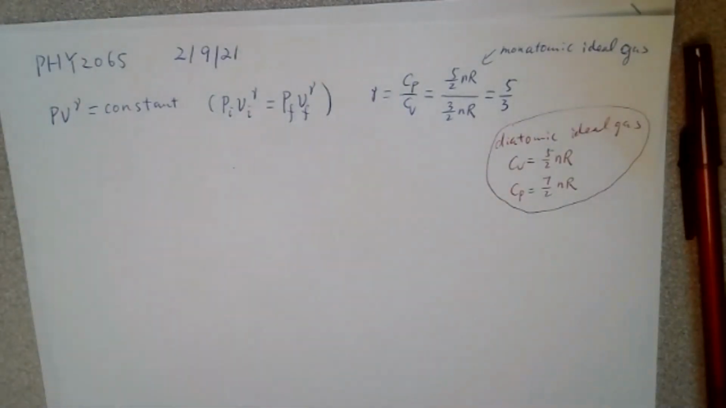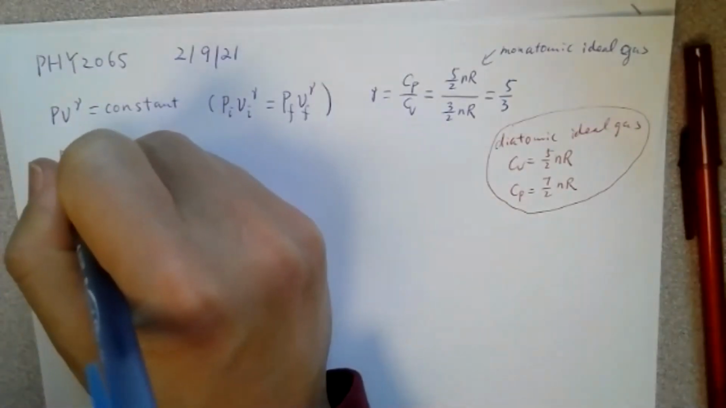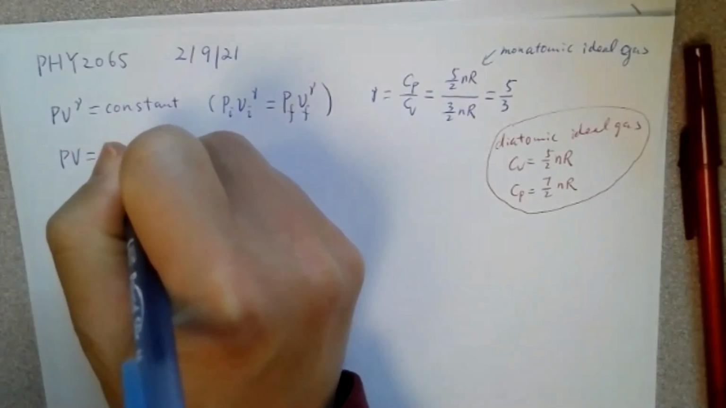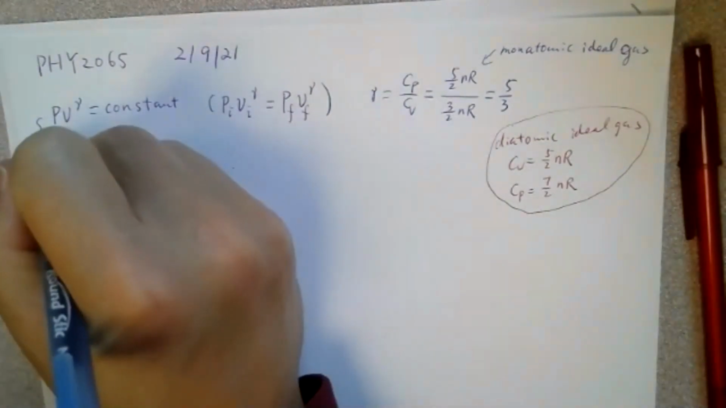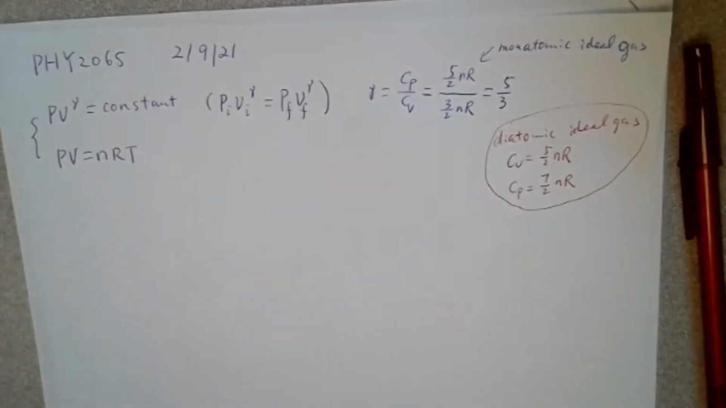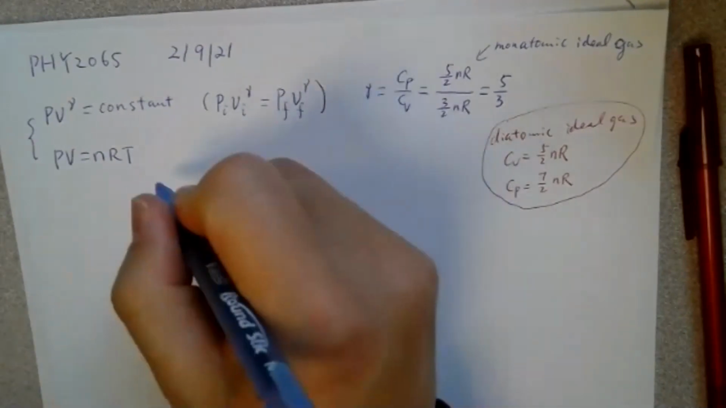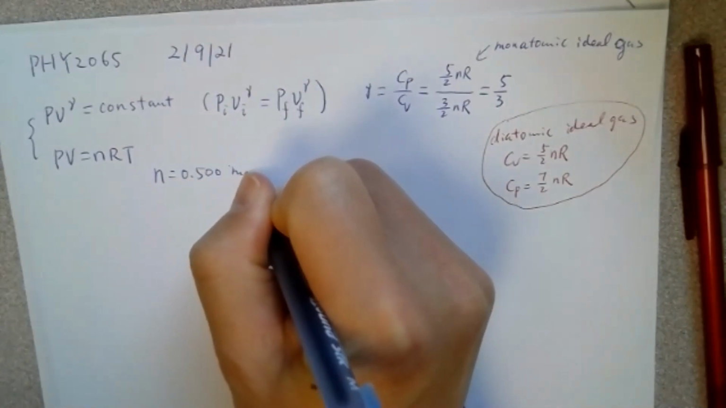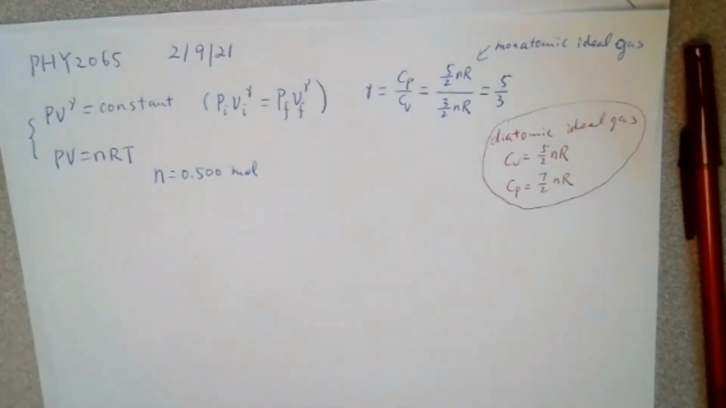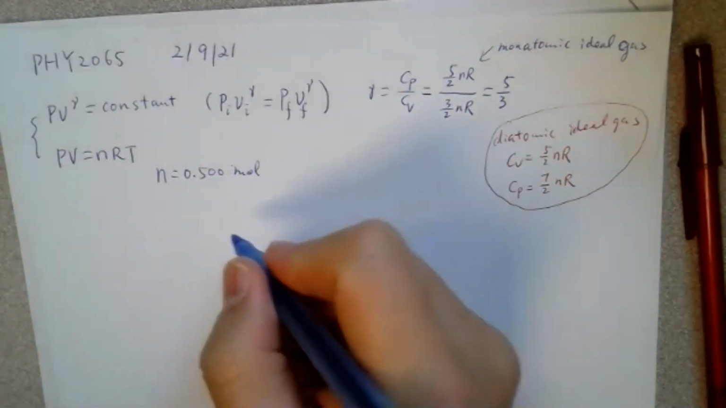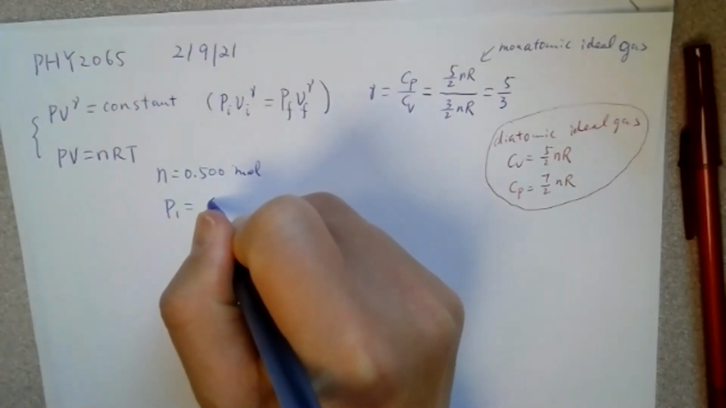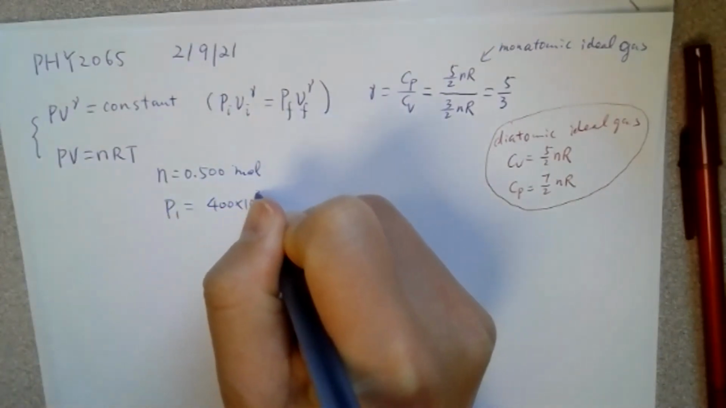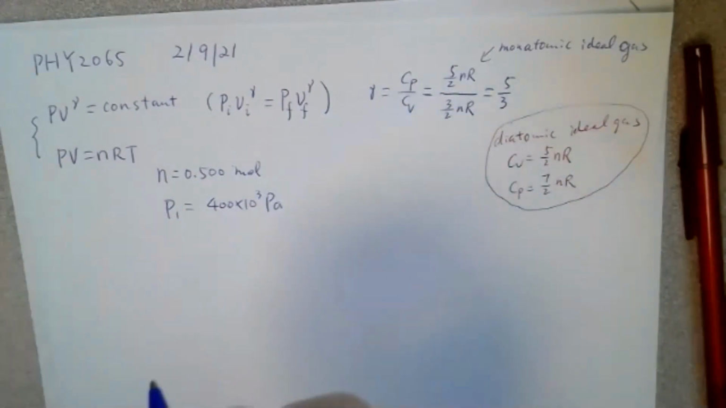Okay. Now, because it's an ideal gas, you can write PV equal to nRT still. That would apply. Starting with those two equations, you are given that the moles, n, is equal to 1/2 mole. You are also given that P1 is equal to 400 kilopascals, so 400 times 10 to the third.